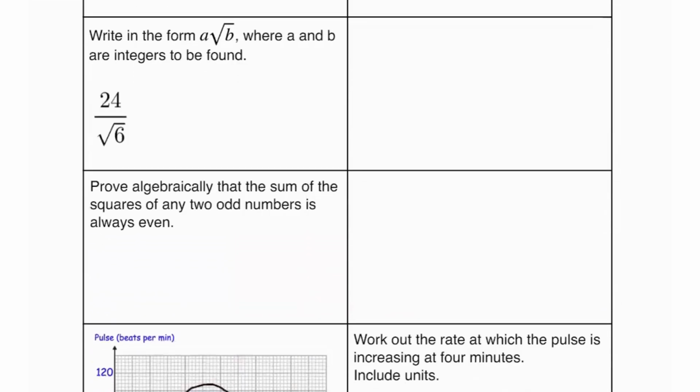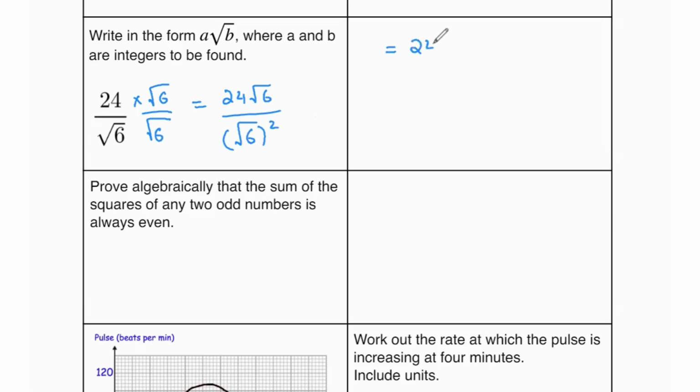And the next one says, write in the form A root of B, where A and B are integers to be found. So this is the case of rationalizing a surd, surd being the root. Whenever we're rationalizing the surd, whatever is the surd in the denominator, we multiply that with both the numerator and the denominator. So in this case, since the denominator is root 6, we're going to multiply root 6 with both 24 and root 6. That's going to give us 24 root 6 over square of root 6. Why square? Because we're multiplying root 6 to itself.